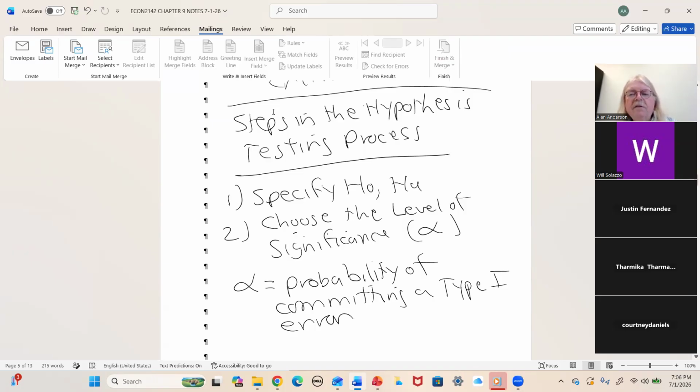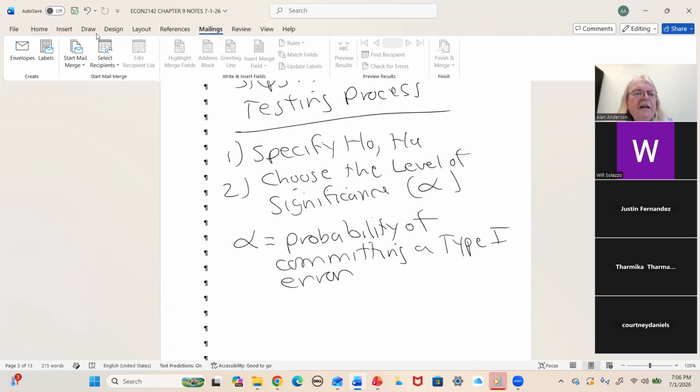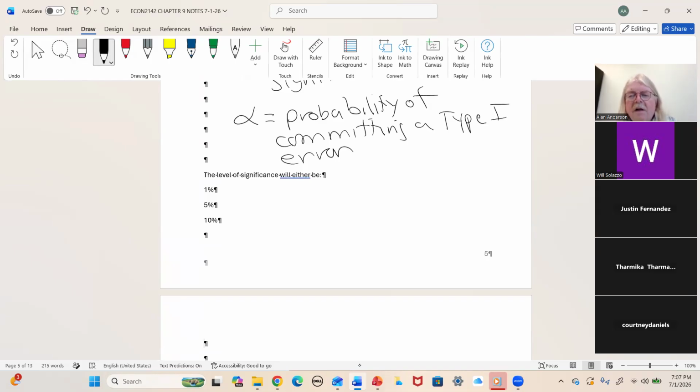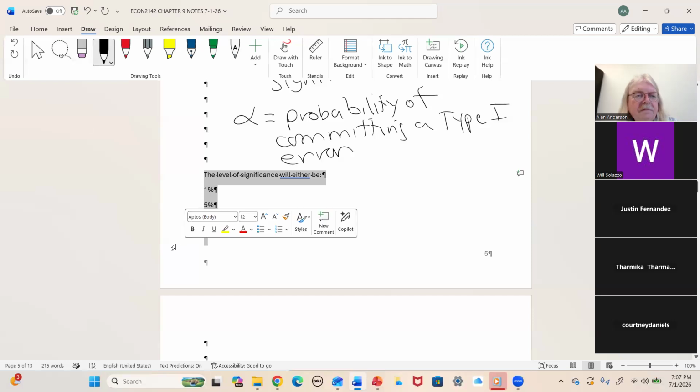Okay, now you'll see as we go along in virtually every case, we're only really going to choose one of three levels of significance. And so we're typically going to have 1%, 5%, or 10%. We're not going to see any of the others. There's no reason for it. These are the standard ones.